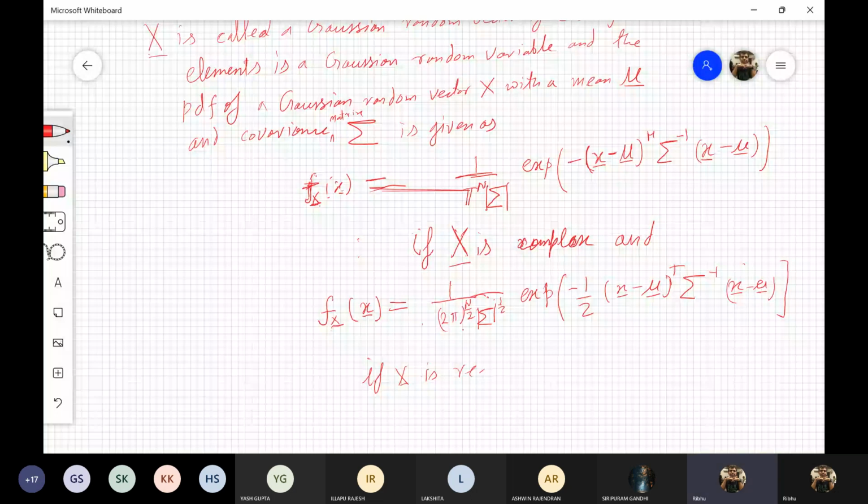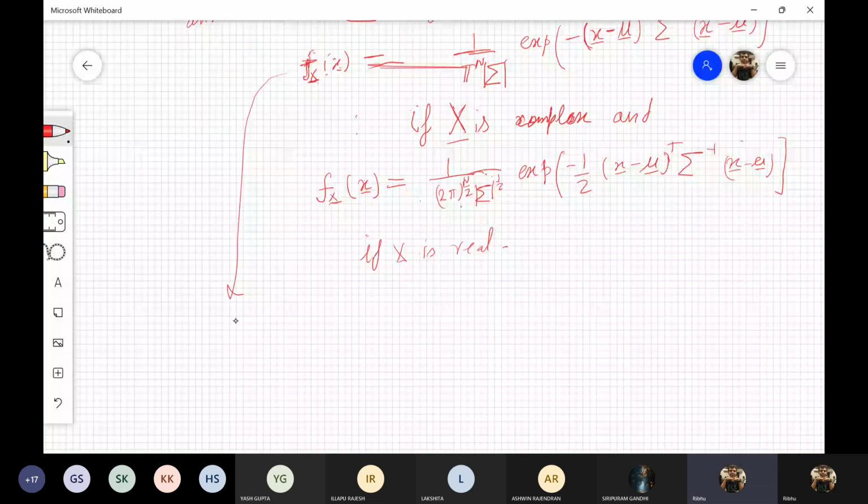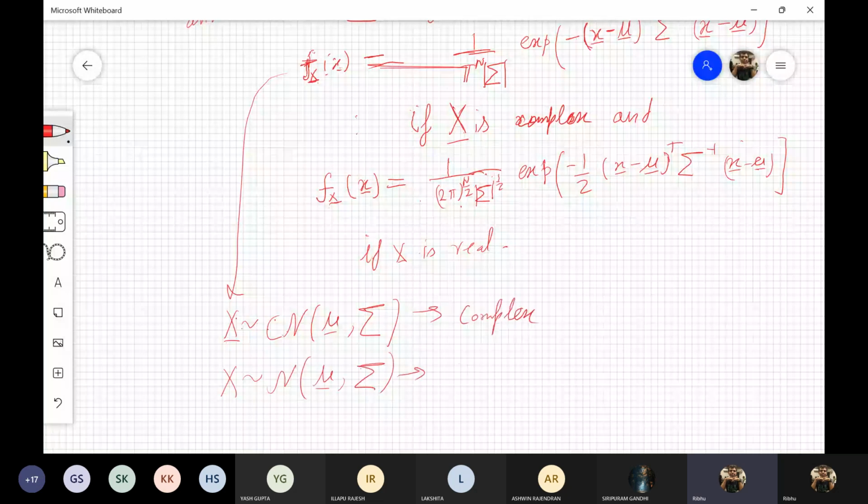This is represented as, so in the complex case we write this as x in complex normal with mean mu and covariance sigma, and x in C^n. Yes. Fine. So now the next fun thing.